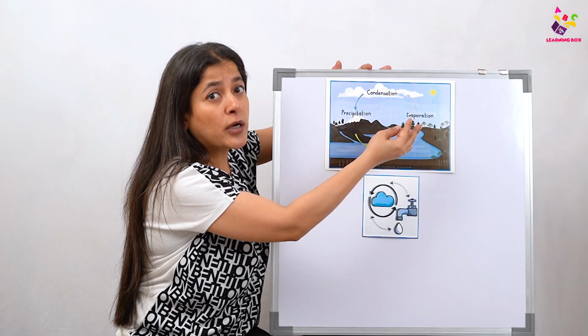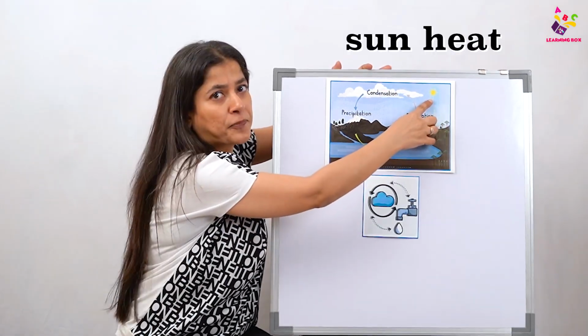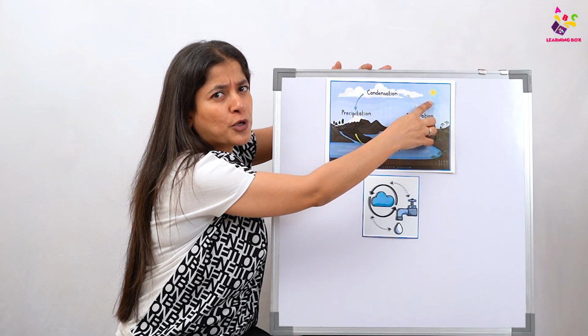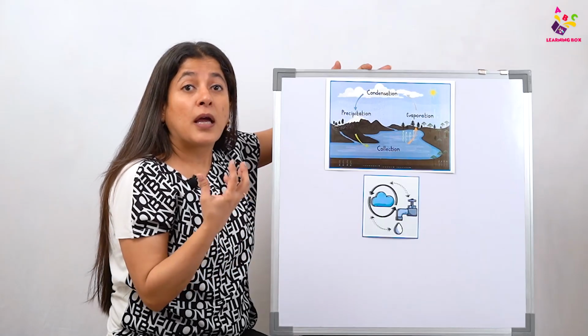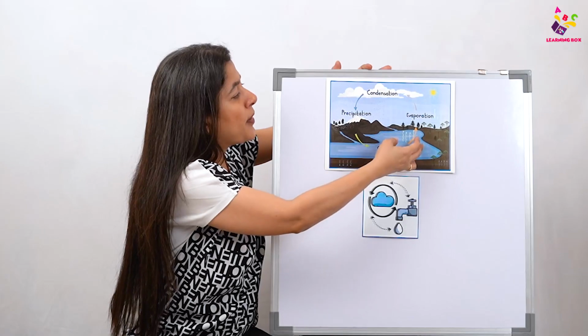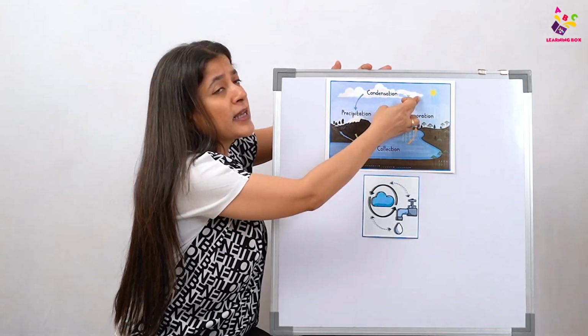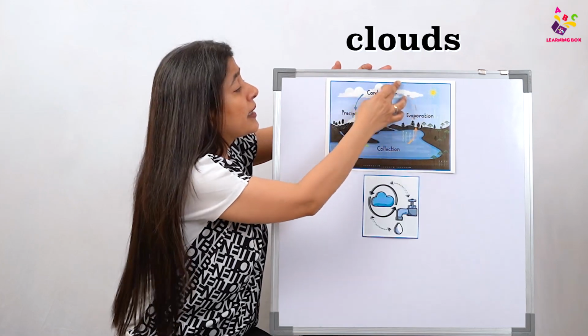Why does it become hot? It becomes hot because of the sun's heat. Yes, the sun is very, very hot, no? So the rays fall on the water and the water becomes gaseous and it evaporates. It goes up and it gets collected in the clouds.